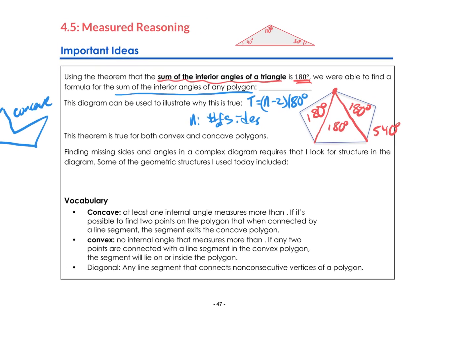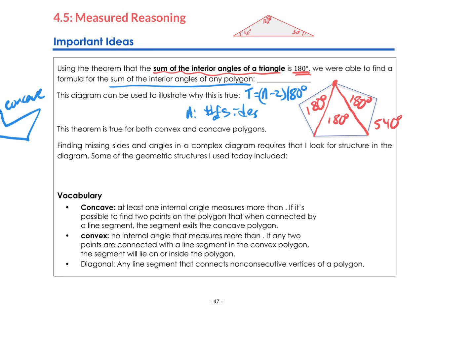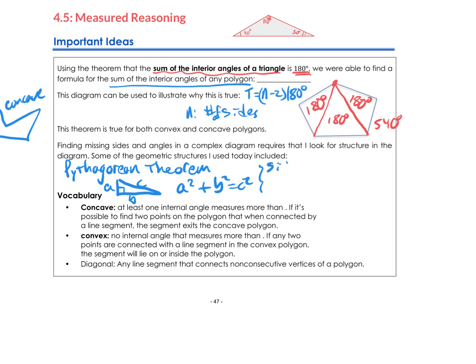All right. So we can find missing sides and angles in a complex drawing when we look for structure in that diagram. Some tools that we used today: we used the Pythagorean theorem, which is very important. Now remember that the Pythagorean theorem only works for right triangles. So this has to be a right triangle. And we got 3 sides, A, B, and C. C is the hypotenuse, the longest side. And we know they are related by the equation a squared plus b squared equals c squared. So we use that. We also use the side splitter.